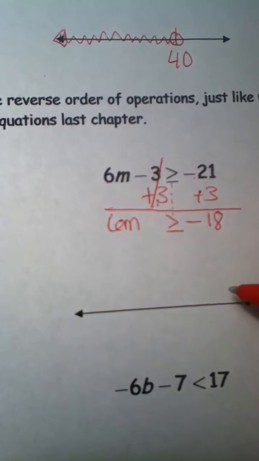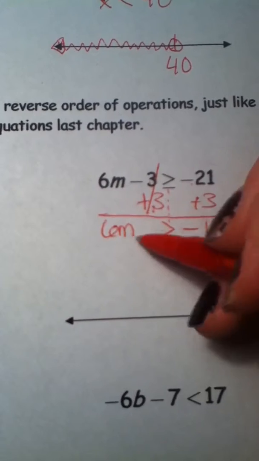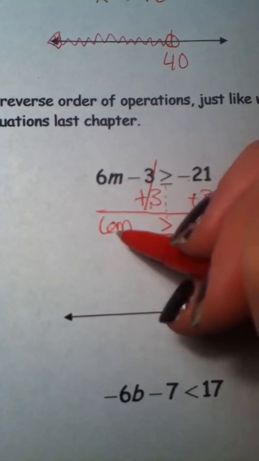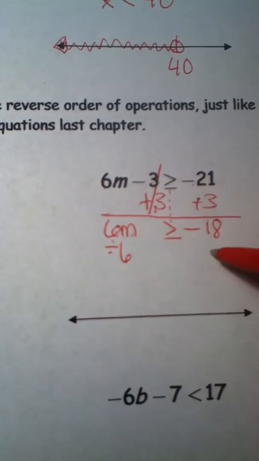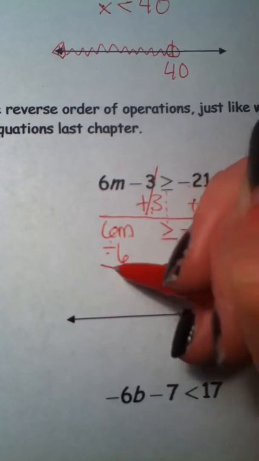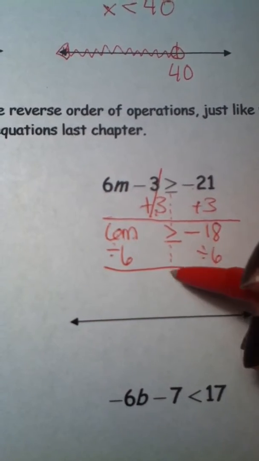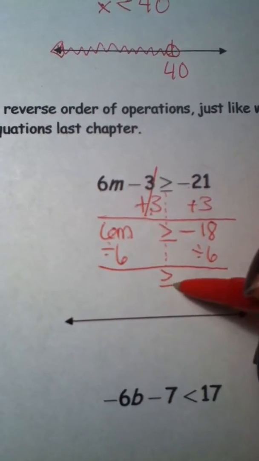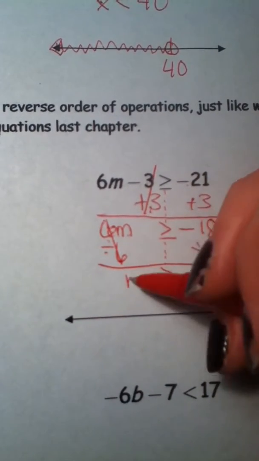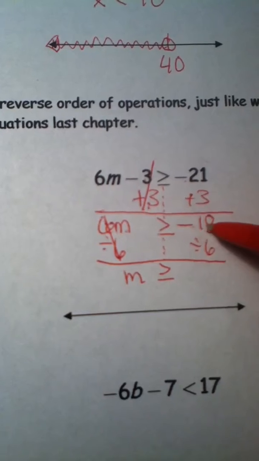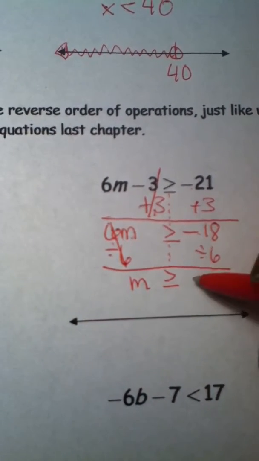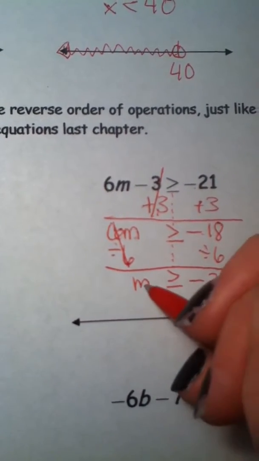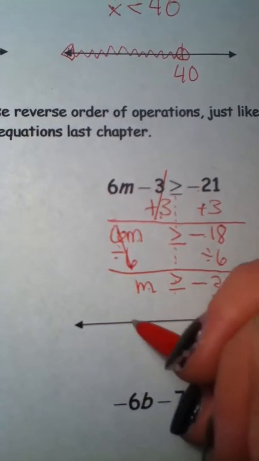Now from here, we need to decide what to do next to get that m by itself. Since we have 6 times m, we're going to divide by 6 on both sides. Now I just divided by a positive number. Does that do anything to my sign? Nope. We're left with just 1m. Negative 18 divided by a positive 6 is a negative 3. M needs to be greater than or equal to negative 3.